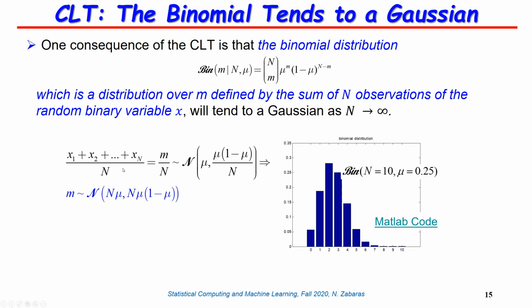But you remember from the central limit theorem, and it doesn't matter from what distribution x's come, the central limit theorem says that this sample mean follows, as n goes to infinity, a Gaussian with a mean, the true mean of these binary variables, which is mu, and a variance that is sigma square over n. And I remind you, the variance for the Bernoulli variables is mu times 1 minus mu. And from this, if you get rid of this n, you get that m follows a Gaussian distribution with mean n times mu and a variance n times mu 1 minus mu.